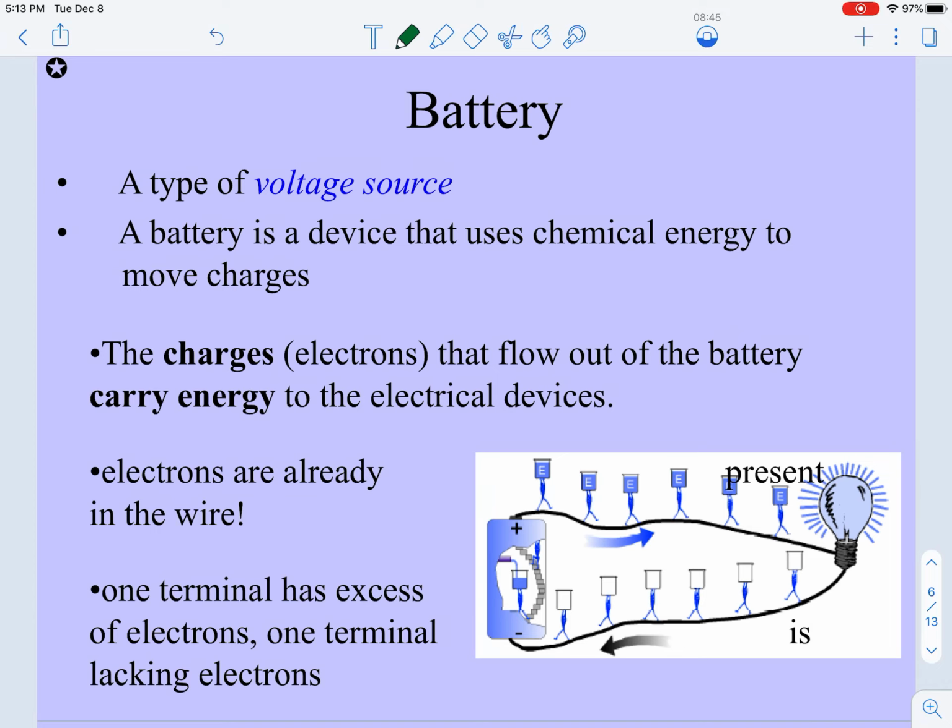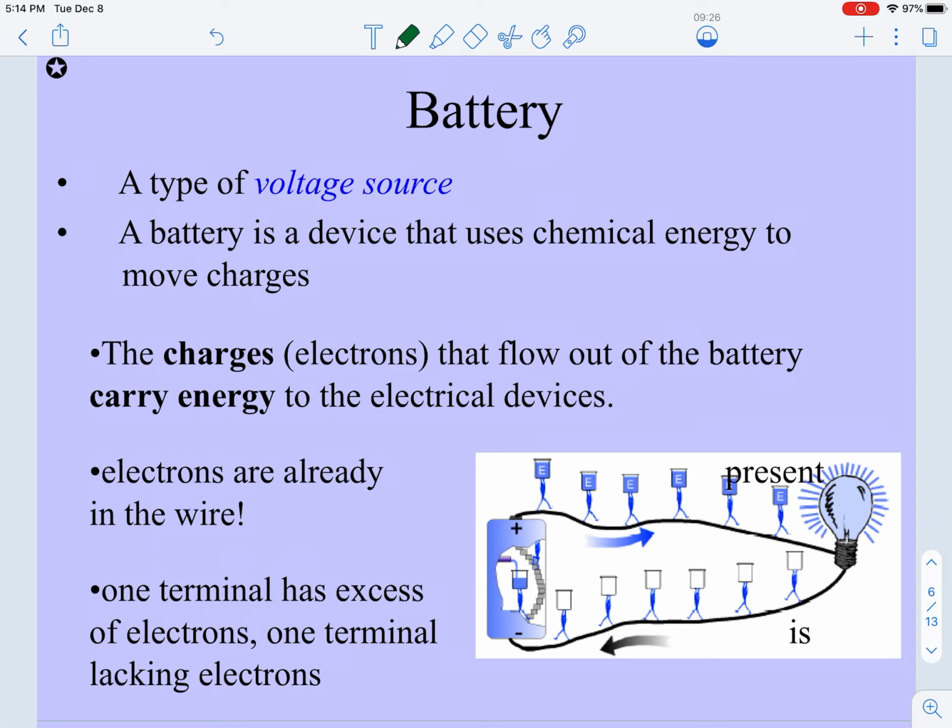Batteries are one example of a voltage source. So a voltage source in general is whatever is responsible for providing that potential difference that's going to give those electrons a reason to move. A single battery is often referred to as a dry cell, but this is just one of the types of voltage sources that could cause our electrons to move, but it is the one that we're going to focus on in this chapter, okay? A battery is a device that uses chemical energy and converts it into electrical energy, which is what is going to cause those electrons to move.